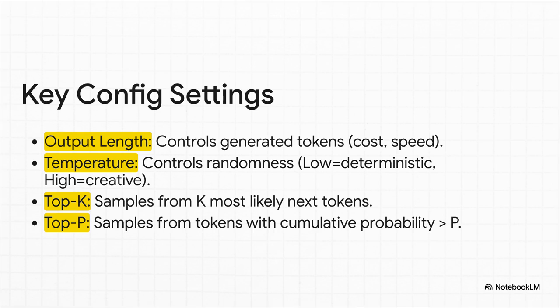Top K and top P are other ways to control the randomness. Basically, they narrow down which possible next words the AI even considers. Top K limits it to the top K most likely words, while top P uses a probability cutoff. Getting a handle on these really helps you shape how predictable or inventive the AI's responses are.